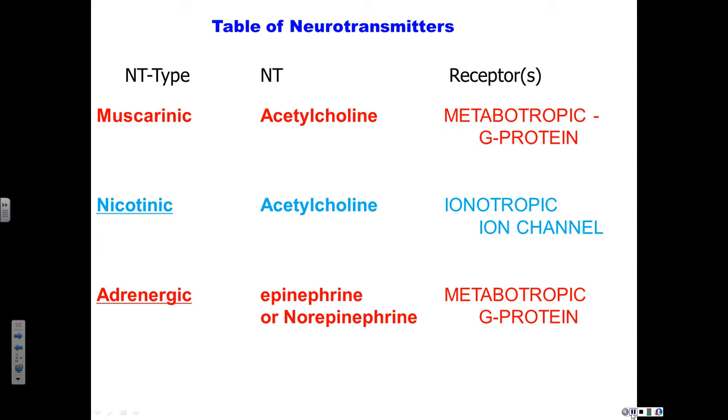When acetylcholine binds to a receptor that uses a G protein, it's called muscarinic. And you've got to know all these words, so I'll do them again. If acetylcholine binds to a G protein coupled receptor in the postsynaptic membrane, it's called muscarinic. If it binds to an ionotropic ion channel, it's nicotinic. And see, this would be nicotinic receptors. The responses are much faster than these, as I mentioned previously.